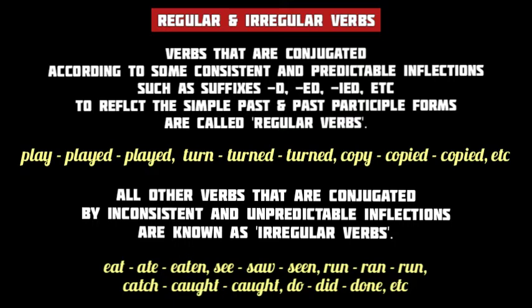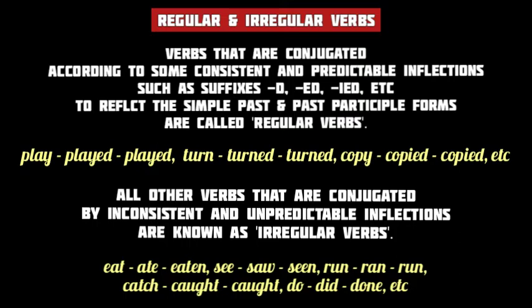On the other hand, all other verbs that are conjugated by inconsistent and unpredictable inflections or changes to their forms are known as irregular verbs. Now see how verbs are conjugated through irregular inflections for the simple past tense and the past participle form.